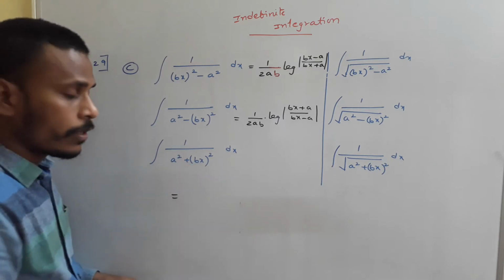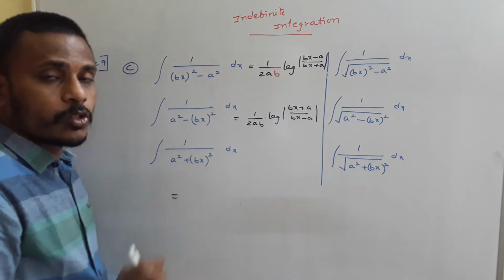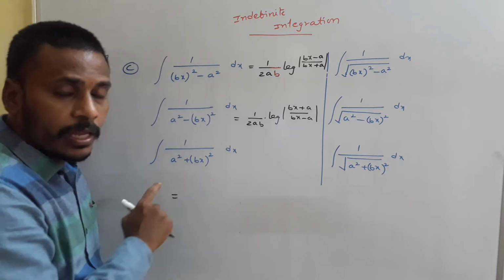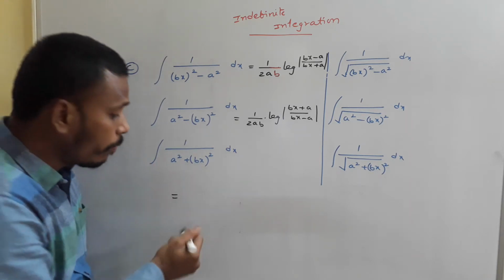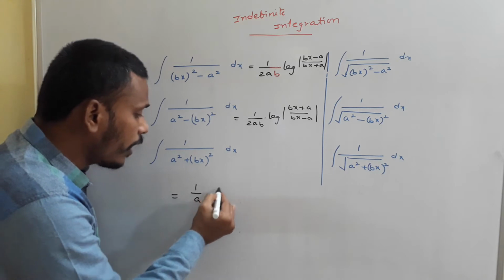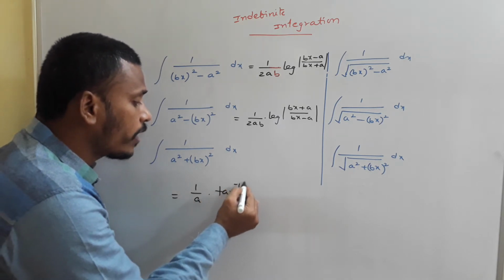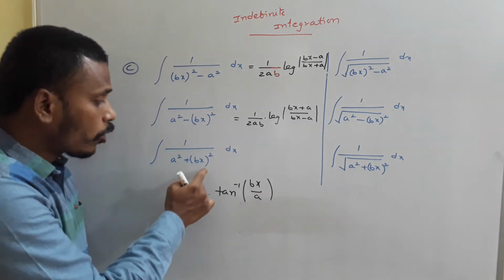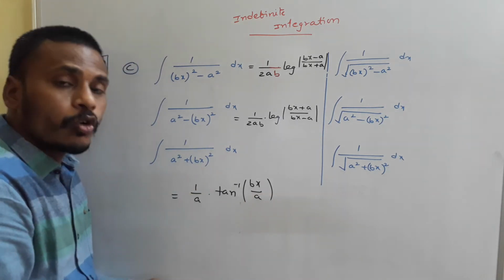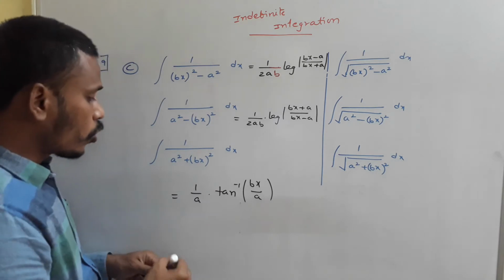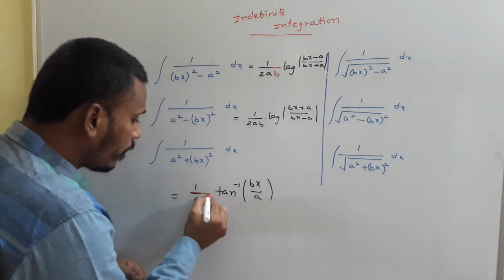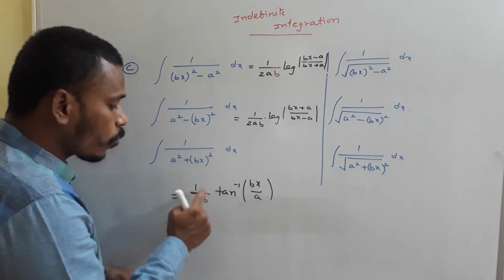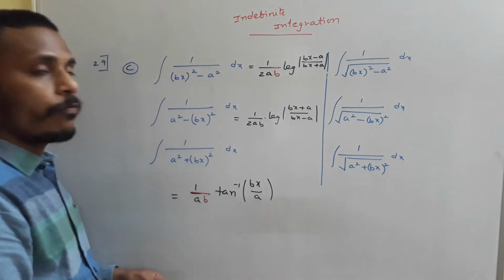And for the next one, integral 1 by (a² plus bx²) dx. Treat bx as t: a² plus t², giving 1 by a into tan inverse of t by a, that means bx by a. But the coefficient of x is b here, so we need to write 1 by b as well. So 1 by ab. Integral 1 by (a² plus b²x²) is 1 by ab tan inverse of bx by a.